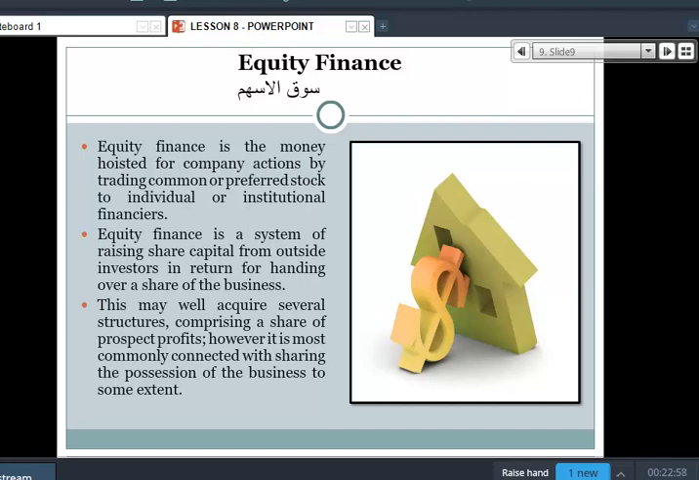So it's somehow a way to raise share capital from outside investors, for them to give you back the money with the agreed percentage of the profit.